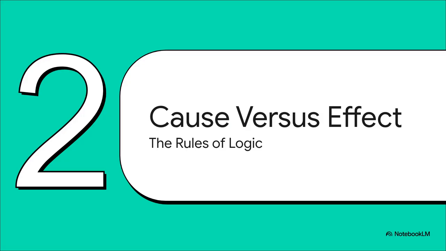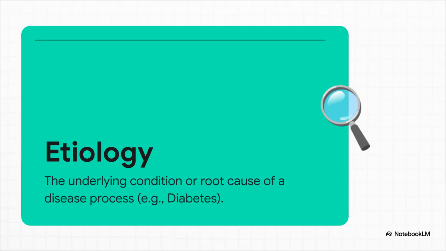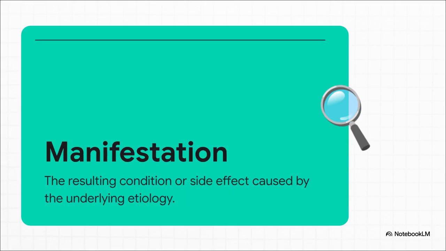So let's step back for a second and look at the unbreakable law of logic that governs all these claims, the relationship between cause and effect. You see, ICD-10-CM is built on the reality that some diseases literally cause other conditions across multiple body systems. And this brings us to our first key term, etiology. Etiology is just a fancy word for the underlying condition or the root cause of a disease process. A perfect everyday example is diabetes. The diabetes itself is the systemic issue, the starting point that triggers a whole cascade of other problems for the patient. And that leads us directly to our next term, manifestation.